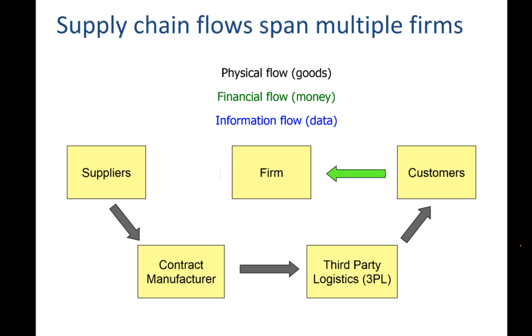However, the financial flow almost always occurs through our firm. The customers will pay us for the goods that are being provided, and we will then pay our suppliers as well as the service providers that we contract in our supply chain.